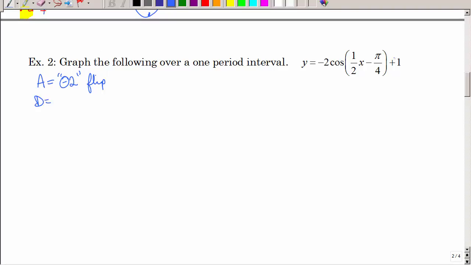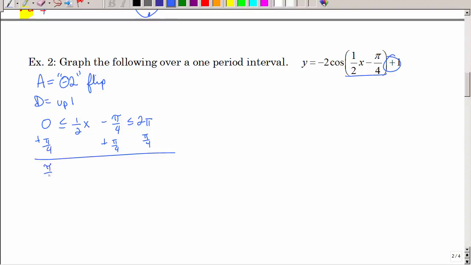And I also like to know my vertical shift is up 1. And again, I take the argument of the cosine and put it between 0 and 2 pi. 0 to 2 pi was my original beginning and end. Now what are these other numbers going to do to it? So I'm going to add pi over 4. And then I'm going to multiply everything by 2.